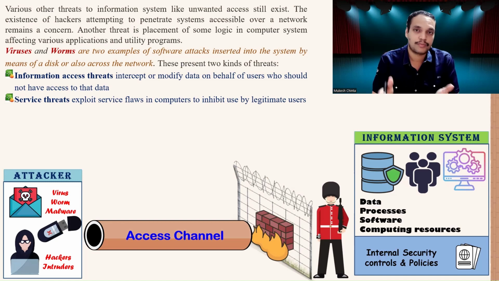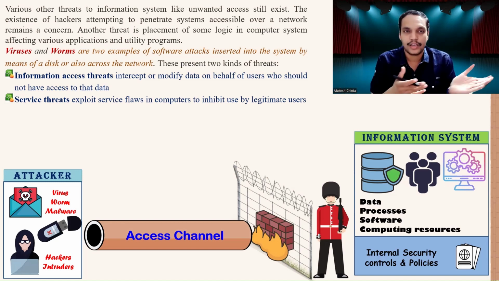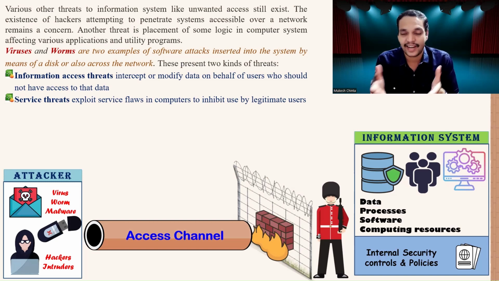And if you connect your system to your organization's network, automatically the attacker now has a gateway to enter the corporation's or the organization's network via the user system. You can see this: information access threats intercept or modify data on behalf of users who should not have access to that data. Similarly, service threats exploit service flaws in computers to inhibit use by legitimate users.